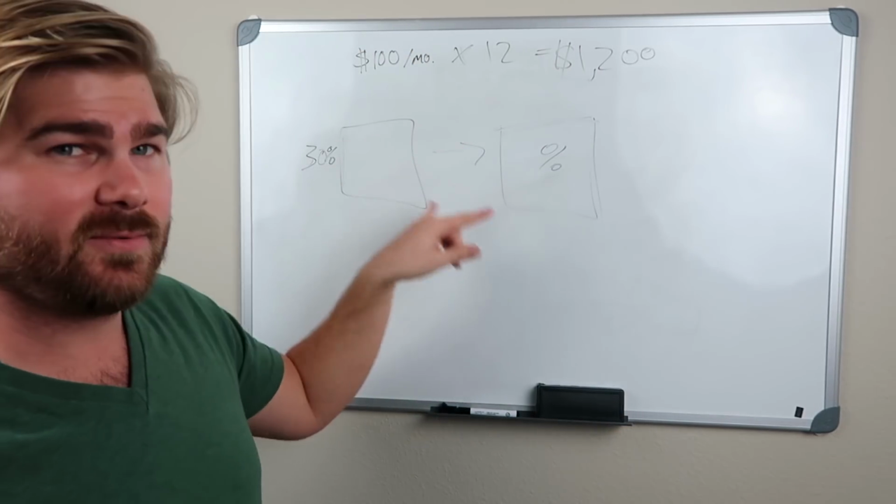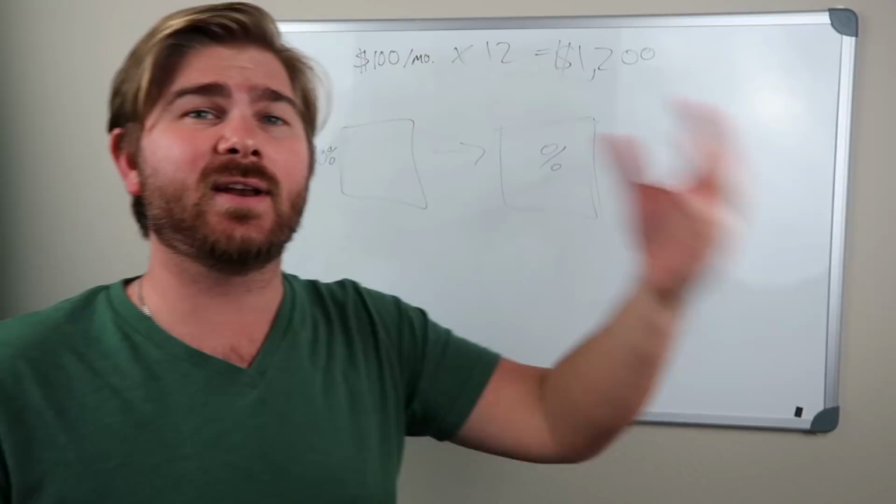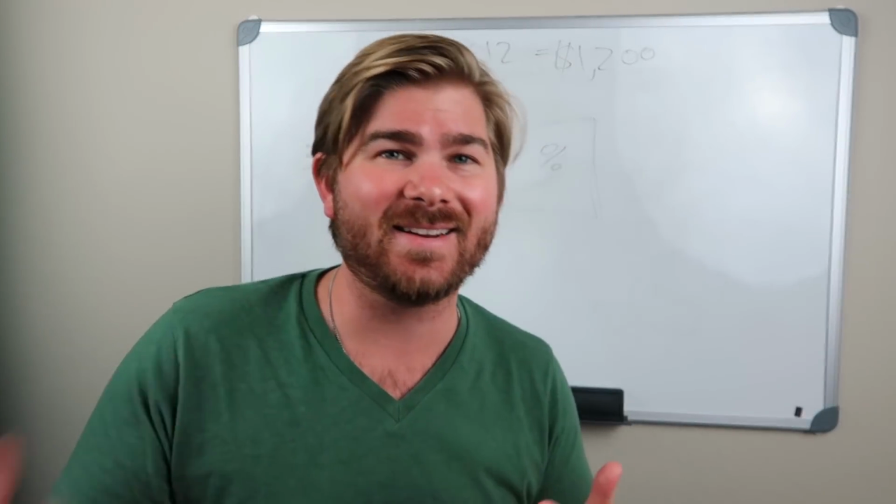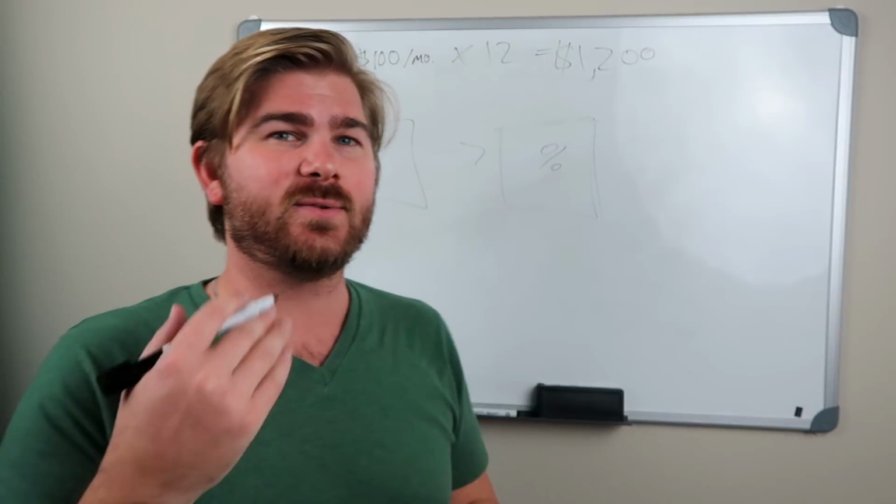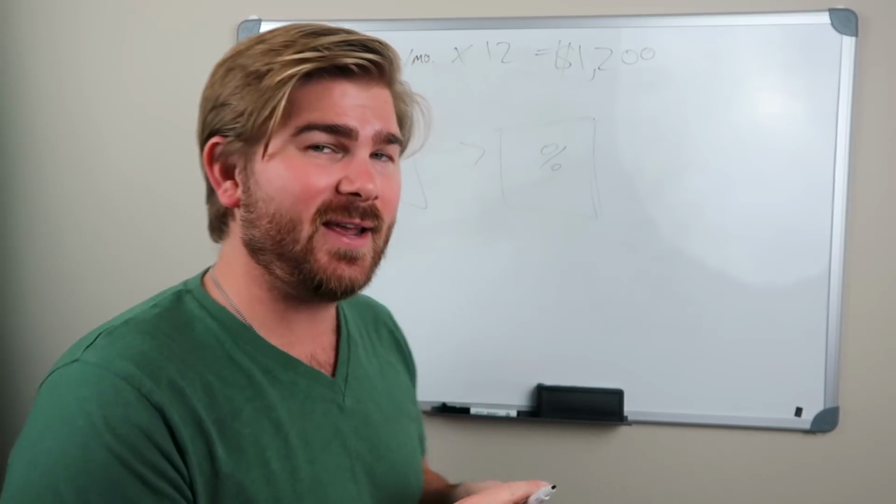So these two numbers are very important. You know how many people you're actually sending to an opt-in form in order to collect information, and how many turn into sales. And the next thing is breaking these down.